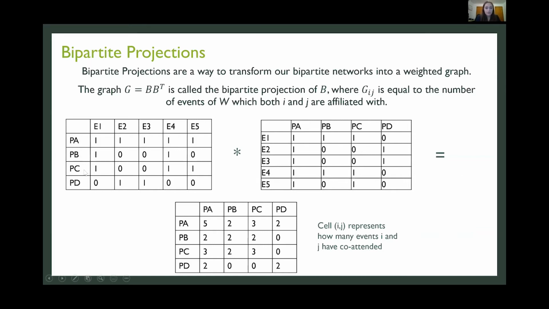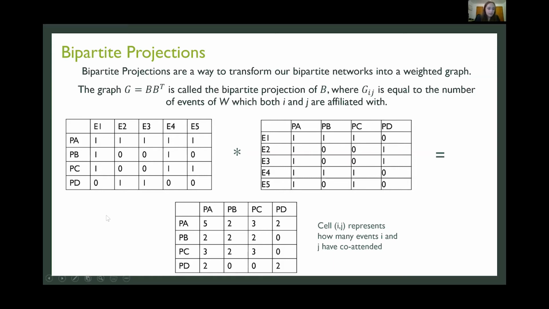We have people via events, our bipartite adjacency matrix. We multiply it by its transpose here. And we end up with an adjacency matrix of a weighted graph. So here, each cell i, j is going to represent how many events vertex i and j have co-attended.